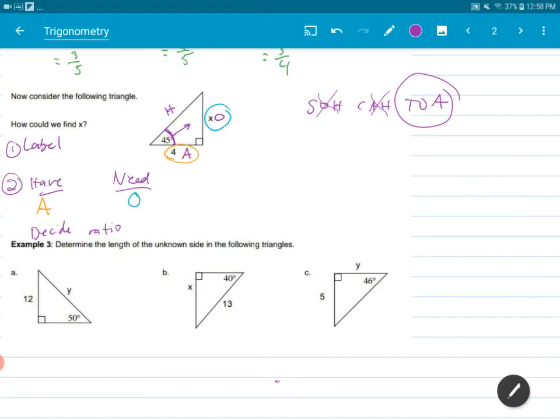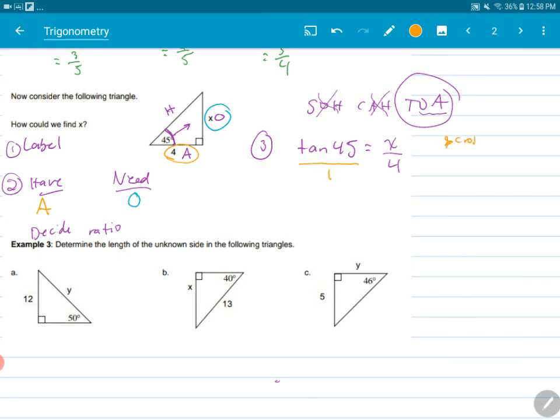So, step number 3 is to set it up. So we have tan of 45 equals, and it says here, opposite over adjacent. Our opposite is x, and our adjacent is 4, which is perfect. So now here comes the tricky part. Pay attention, be careful, it's going to take some practice. I think the easiest thing to do is take your left side here and put it as a fraction over 1.